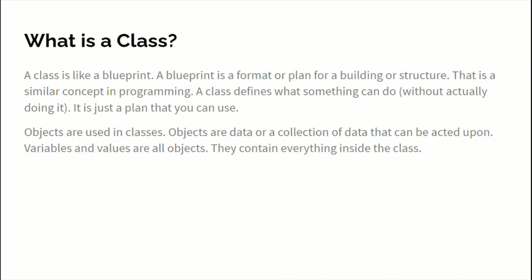So objects are something that are used in classes. Objects are data or a collection of data that can be acted upon. Variables and values are all objects. They contain everything inside the class.